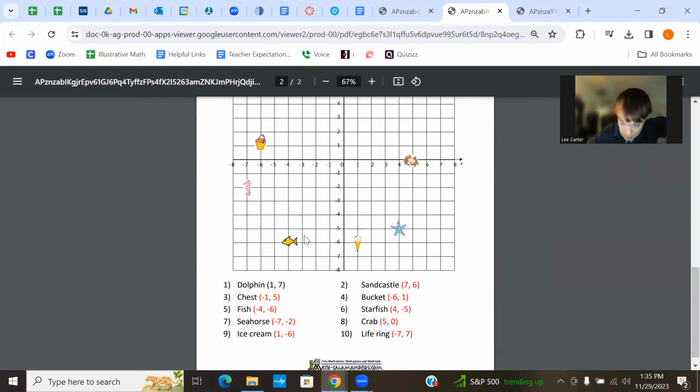Here's the answers on that. Okay, make sure these make sense to you. I figured if we did a couple of days of practice on this, then you would know if you need to ask me for some additional help. Okay, so that's the second page.